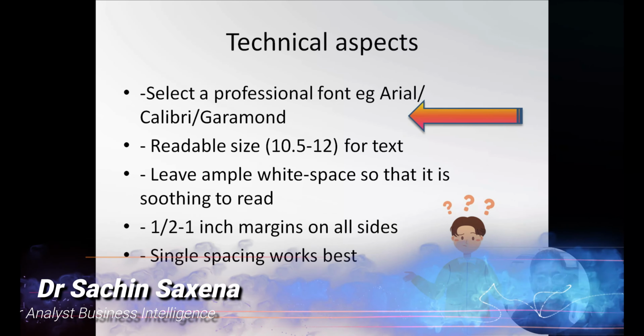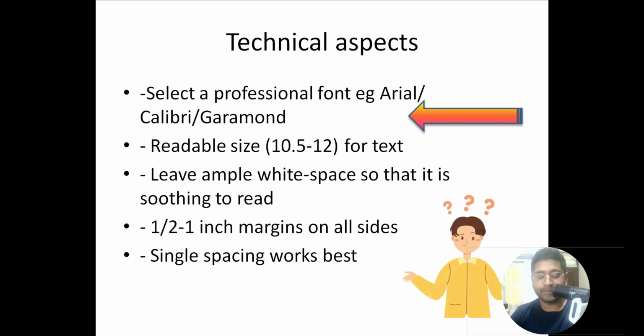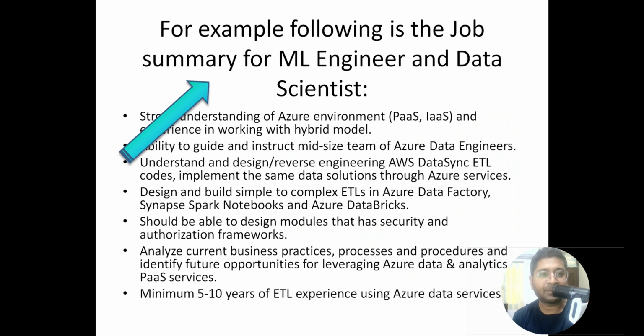Technical aspects. These are the technical words. You just follow these criteria, these characteristics for your words. You can just go through these words, right? So for example, you're looking for an ML engineer. This is the job description, a sample job description. Other job descriptions you can find from LinkedIn, Freshersworld, Times Jobs, or any other job portal. You just copy that job description and match your CV.